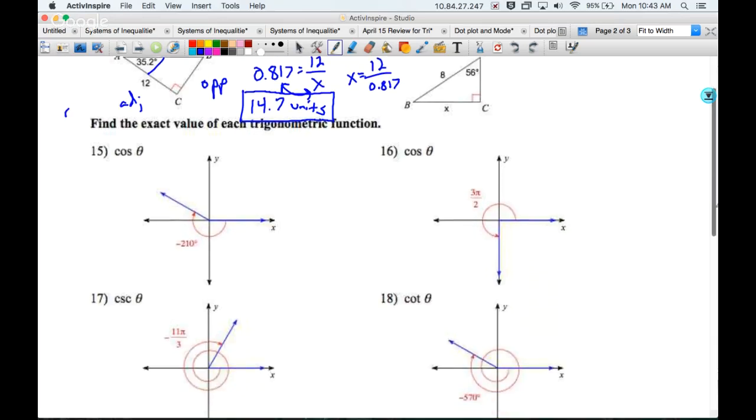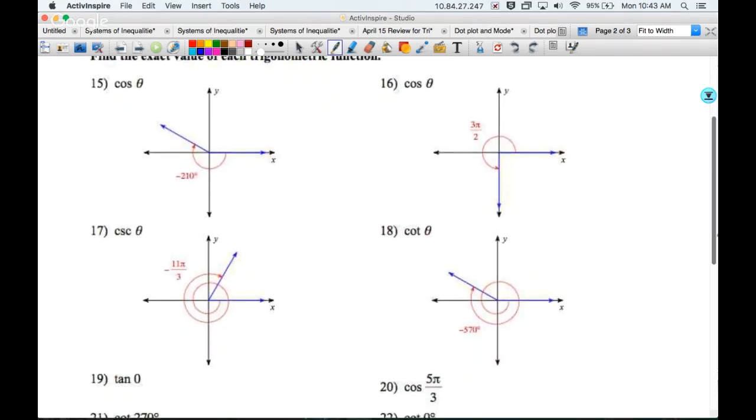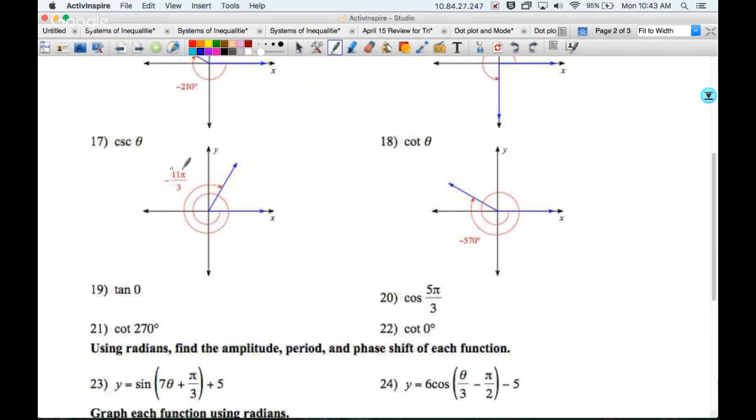All right, find the exact value of each trigonometric function. Let's do number 17. All right, so I pick a point on my terminal side and drop a line down. With these ones that are already diagrammed, it's pretty easy to just take a guess and guess correctly what type of triangle we have. This really looks like this is the 60, making this a 30. We could double check that.